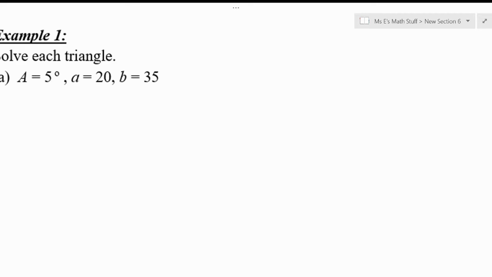All right, so let's get started. I say draw a picture to get going. When we get to the harder ones, pictures will be even more necessary. So let's just sketch a picture out, and your picture doesn't need to be to scale.